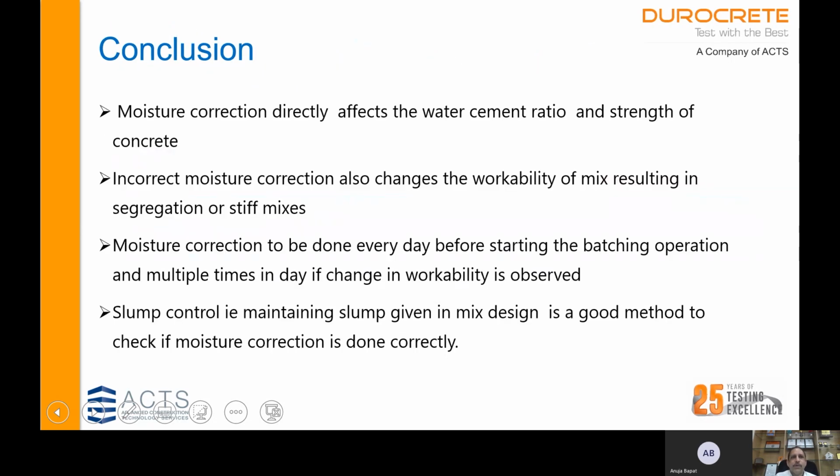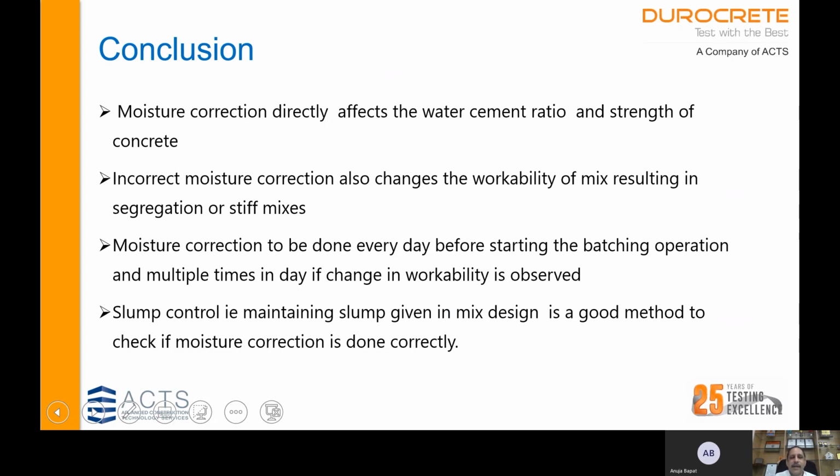So in conclusion, the moisture correction directly affects the water cement ratio and strength of concrete. And incorrect moisture correction also changes the workability, resulting in highly stiff mixes or segregation. So moisture correction has to be done every day before starting the batching operation, and sometimes in monsoon season, multiple times in a day. And one of the best methods to get an idea whether moisture correction is done correctly or not is slump control.